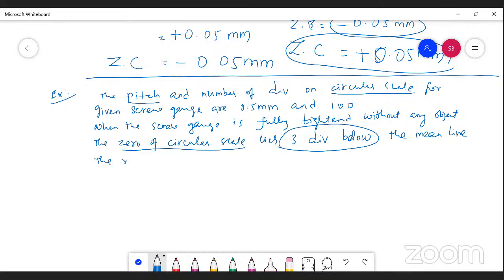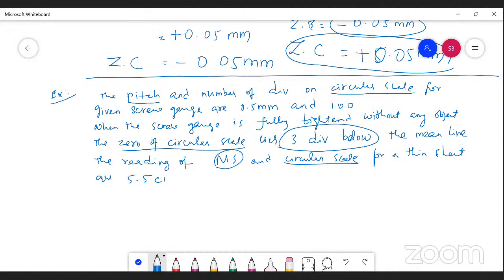The reading of the main scale and circular scale. It's nothing but this is the pitch value, this is the head scale coincidence, for a tin sheet, 5.5 millimeter. Now the sheet should be included. The 3 divisions below means the error recorded without any object.